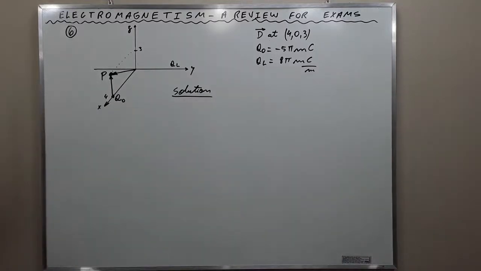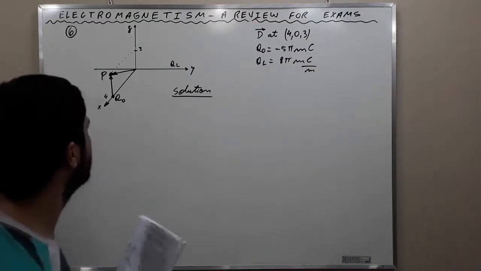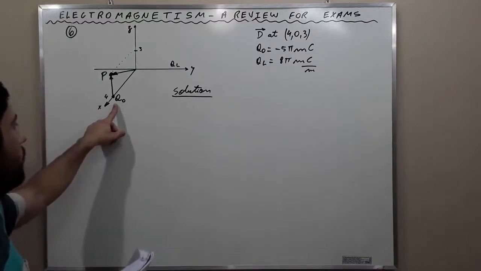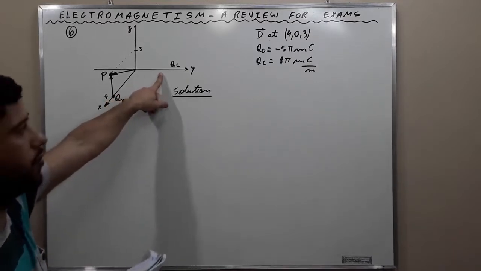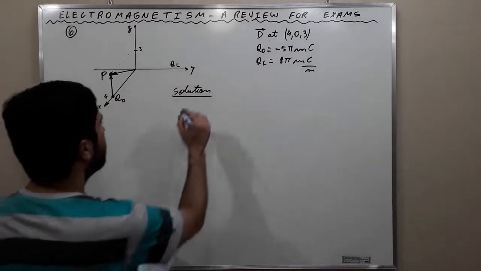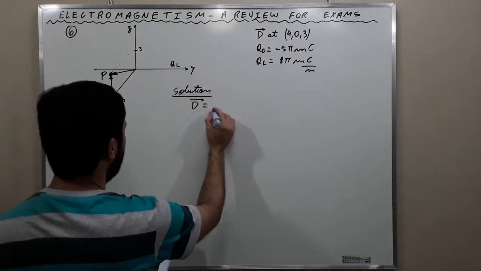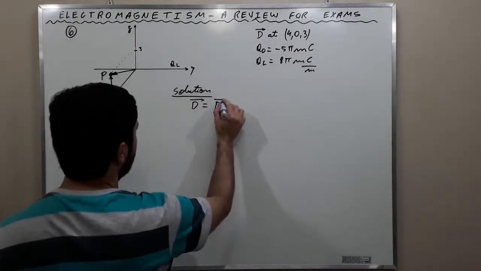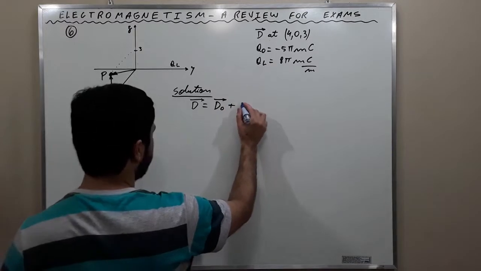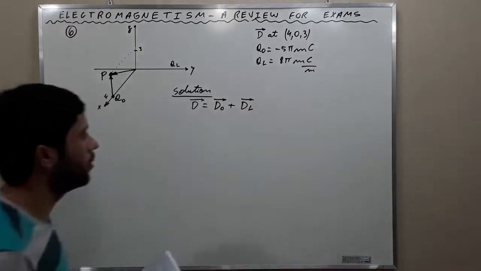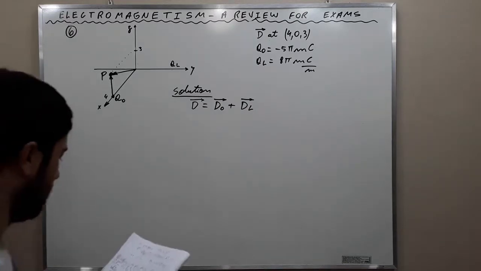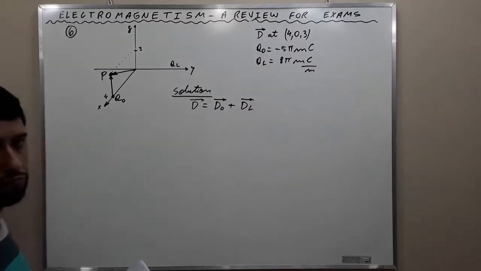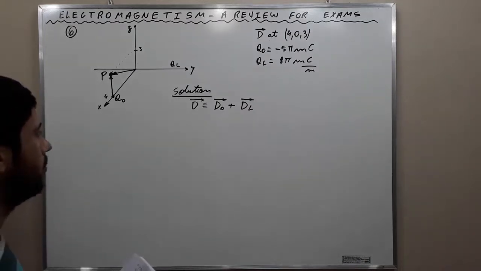The flux density at P will be the sum of both contributions, the contribution of Q0, which represents the point charge, and the QL, which represents the line charge. So D will be equal to D0 plus DL. Okay? Let's calculate each, and then finally, we are going to sum them.